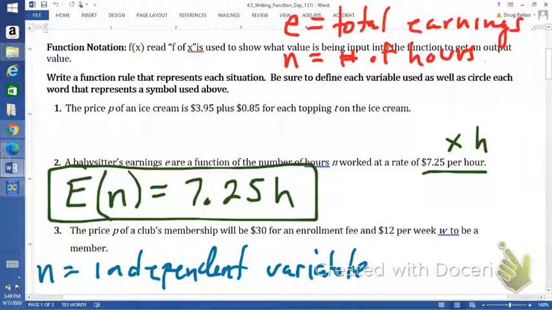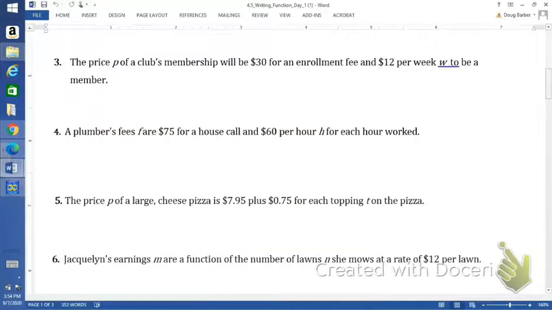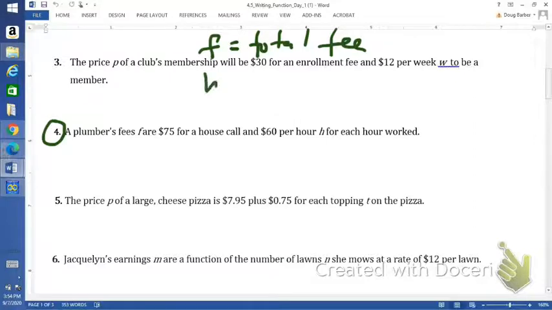Alright, let's continue to do more problems so you start to get the hang of this. We're going to look at number 4. A plumber's fees F are $75 for a house call and $60 per hour H for each hour worked. Alright, variables. F equals total fees. H is the number of hours worked.